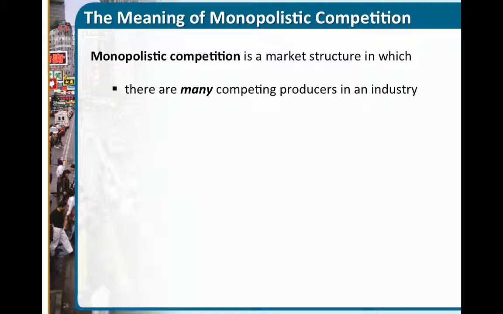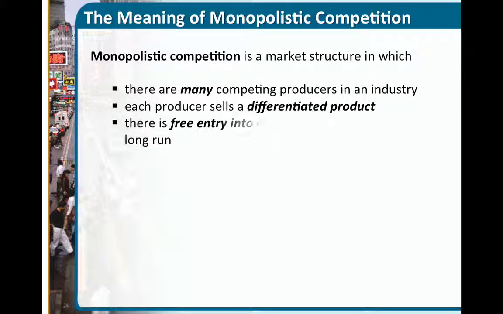This means that there are many producers, many sellers in the industry, much like perfect competition, but not quite as many. But each producer, each seller has a differentiated product. That means there is something different. The book gives a great example of the food court at the mall. There are all sorts of fast food options at this food court, but the Chinese food is obviously different than the hamburger place, which is obviously different than the burrito place.